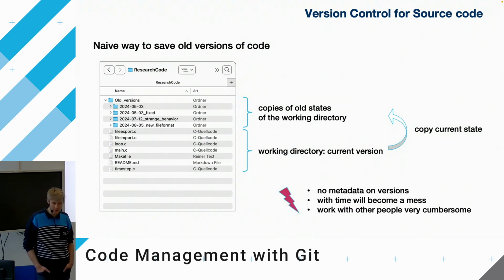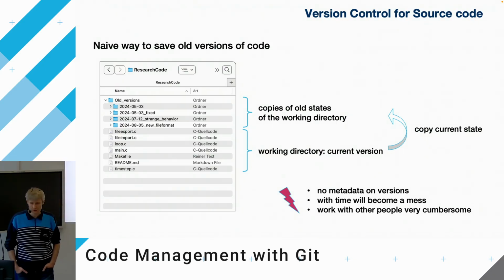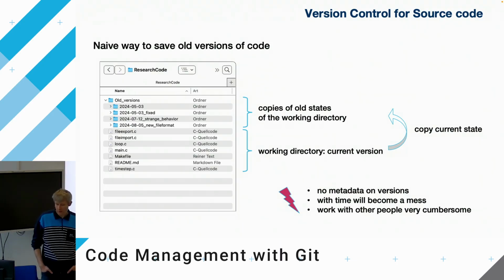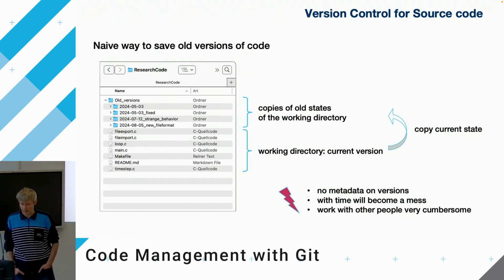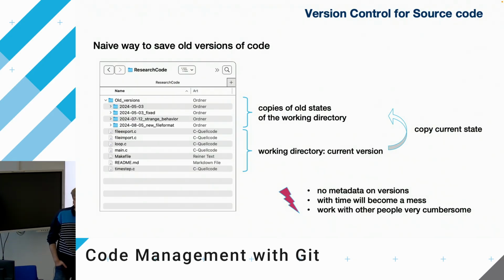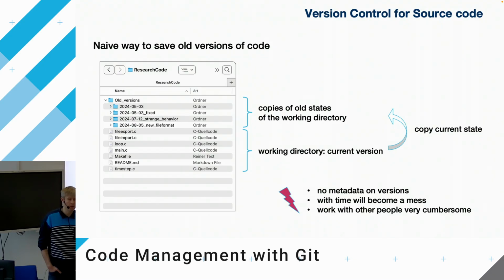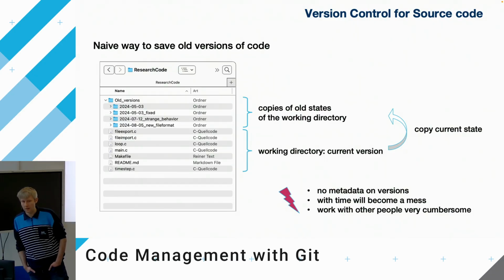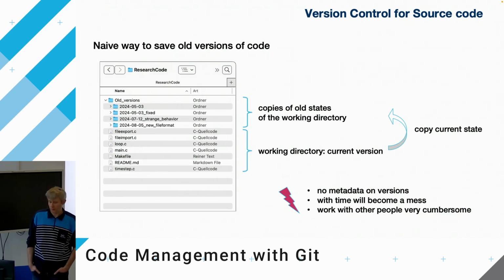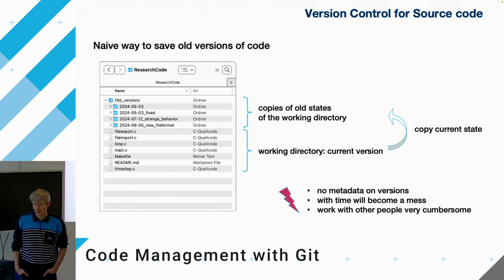But this becomes quite chaotic and confusing, and you have only limited metadata on your versions. With time it will become a mess, and it's also very hard to collaborate with other people on one project, because you will maybe send someone one version of the code and then you continue your work, and then someone edits a file and sends it back to you, and now you have two files with different changes. So it's hard to do this.